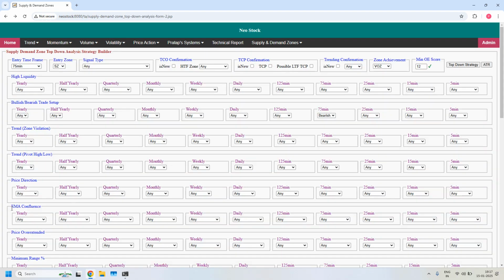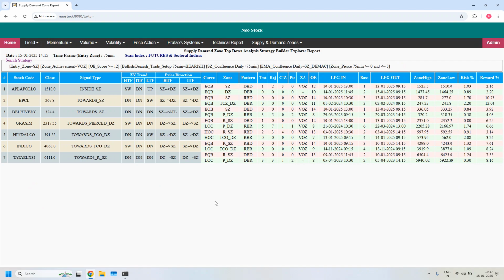Let us verify. In the EMA confluence, daily time frame, because the 75 minute supply zone is part of the daily supply zone, that's why we are looking for daily supply zone having daily EMA confluence. How many stocks will support? Out of 12, we got 7 stocks. So these 7 75 minute supply zones are even more high probability trade setup supported zones.